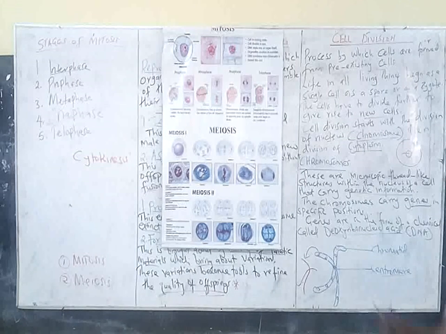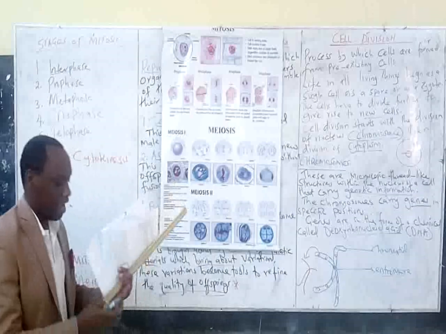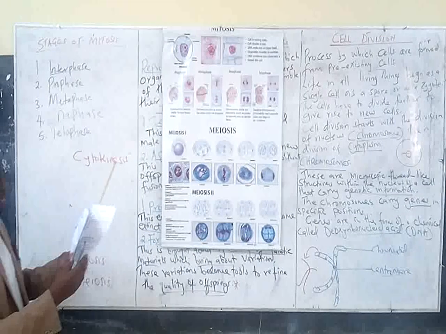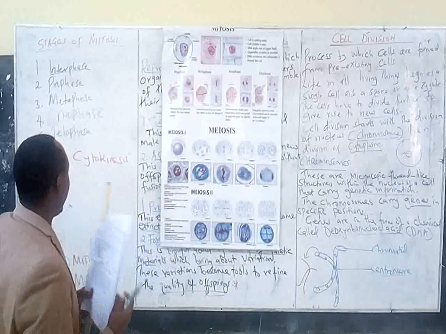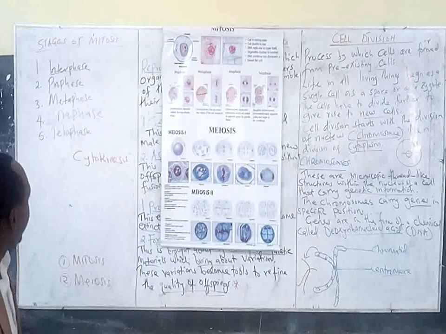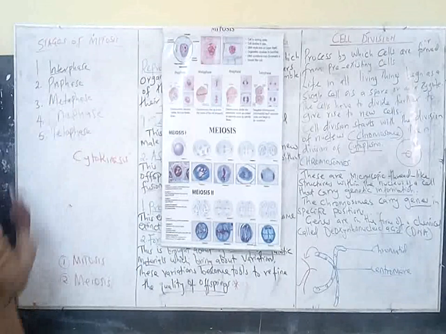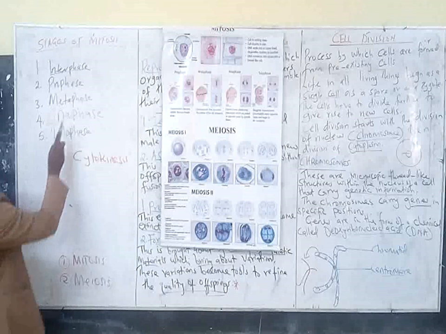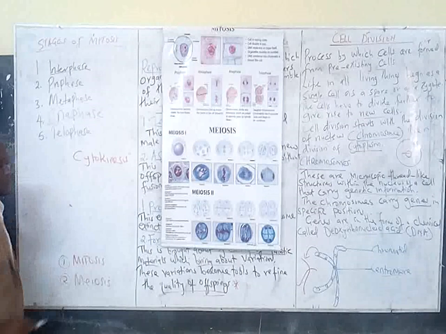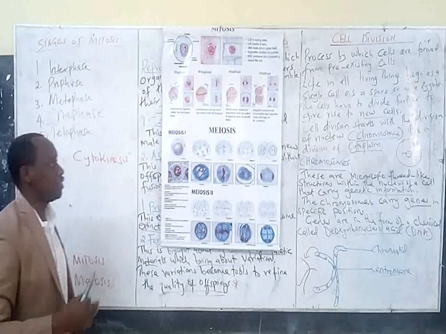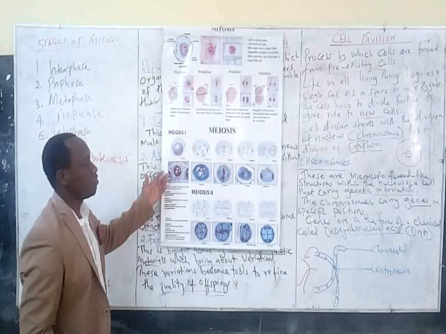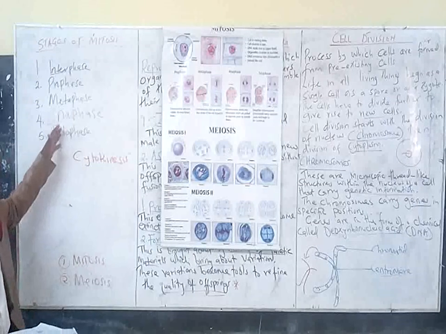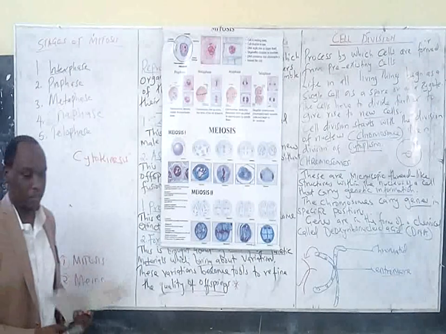So again, I will take you through these 5 stages so that you can be conversant with the 5 stages of mitosis. Again, I say they are grouped into 5: interphase, prophase, metaphase, anaphase, and telophase. As a learner, you have the responsibility. You can choose to sing your own song, or you can say anything that can help you to remember them.